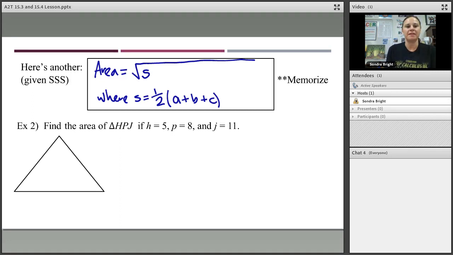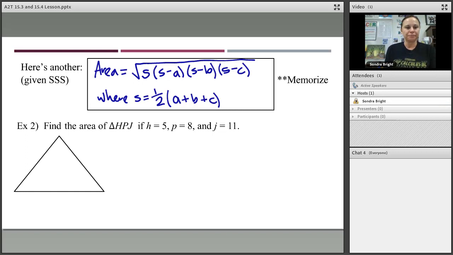Right? So the area is going to be the square root of s times s minus a times s minus b times s minus c. Your book calls it Hero's formula. Other books I've seen call it Heron's formula. Regardless, it is a formula you should memorize, and it's for when they give you side, side, side.